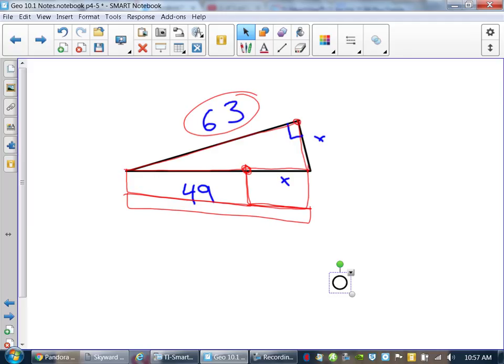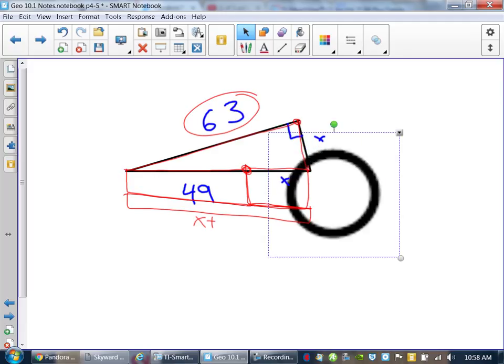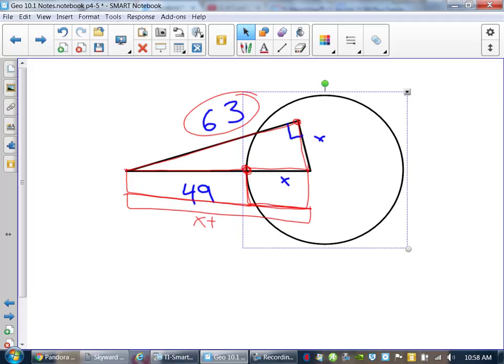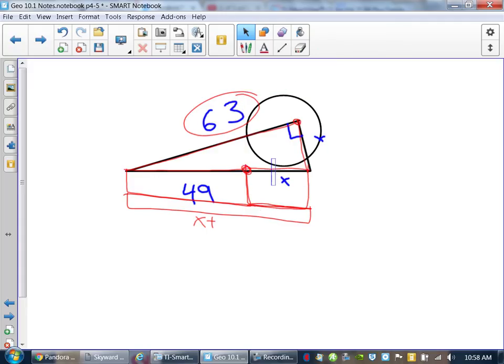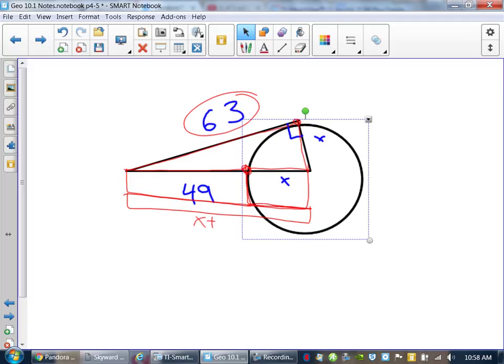No, where's the right angle? Oh. Wait, so 49 isn't the whole segment? Nope. Oh, shucks. Remember, I had this back up here. Oops. I should know. That's what I get for trying to redraw it. Come on now.